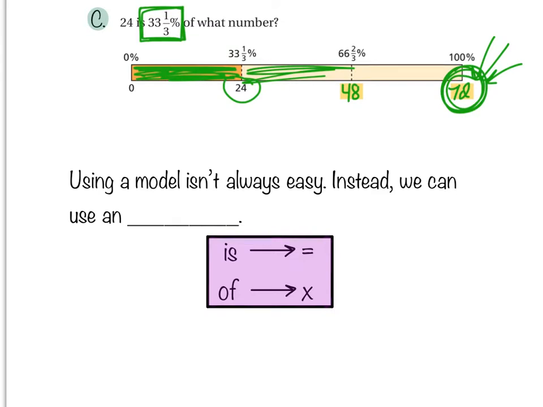Instead, a better way to do this, even if you're a visual learner and you were kind of liking how these models up here were going, a better way to do it, though, is using an equation. We've done equations earlier in the year, and what we're going to do today is write one-step equations that go with each of these sentences.